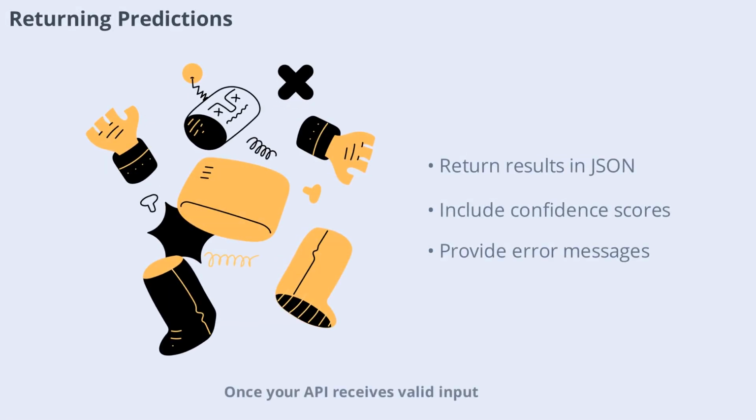Once your API receives valid input, it processes the data through your model and returns predictions. The response should be clear, concise, and in a format that's easy for other systems to consume, such as JSON. It's important to include relevant information like prediction confidence or error messages to help users interpret the results. Consistent and well-structured responses make integration with other applications much easier.